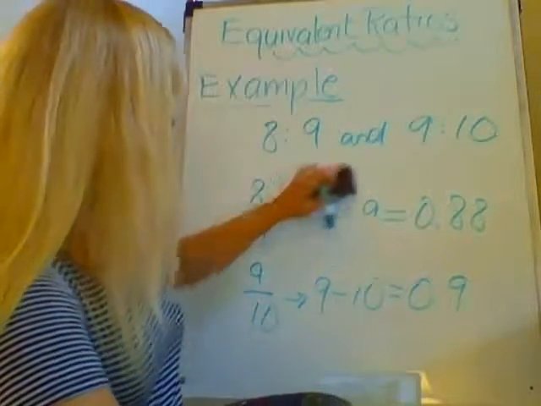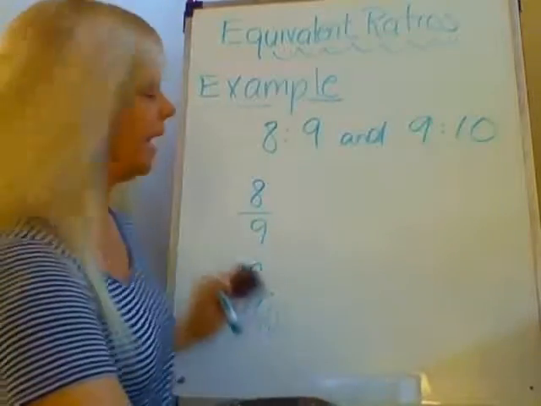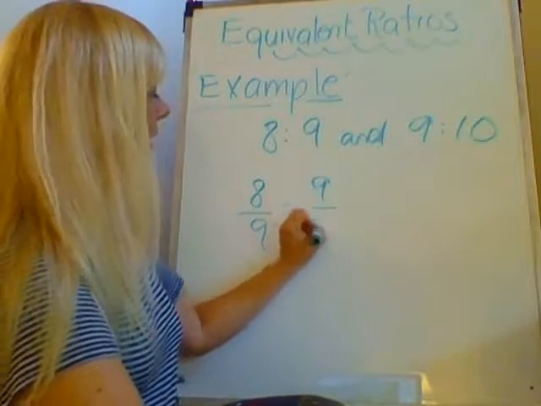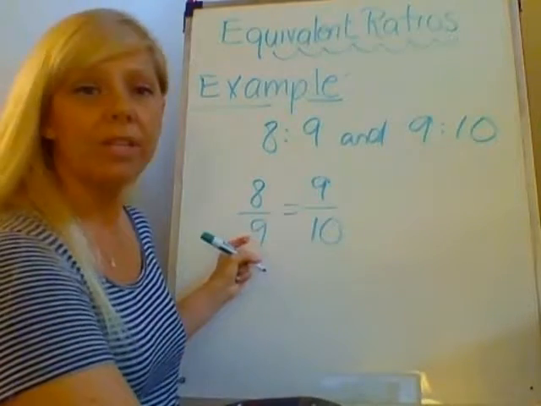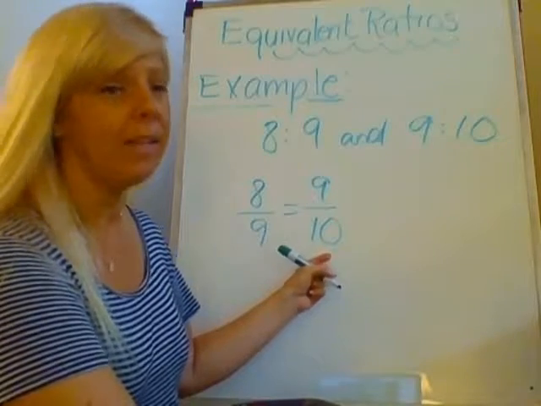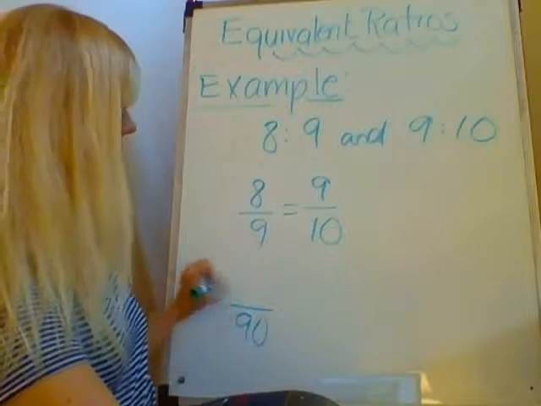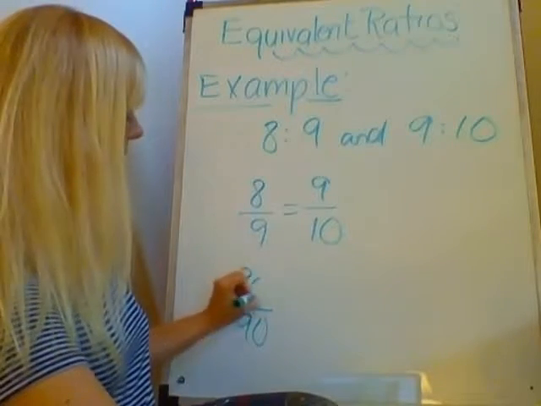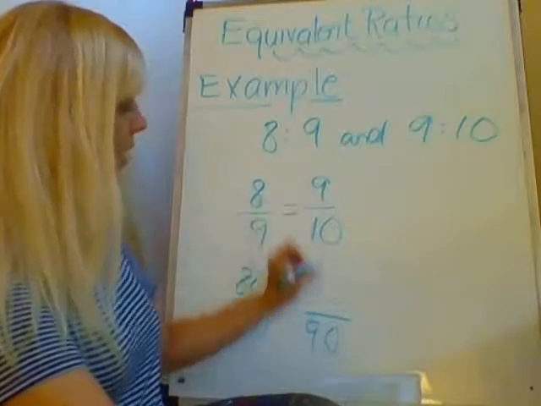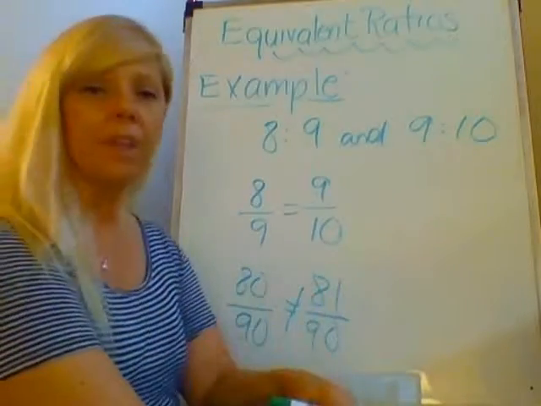And the last way I can check is to put them with a common denominator. So if I do 8/9 compared to 9/10, my lowest common multiple for my denominators is going to be 90. So 9 times 10, so 8 times 10. 10 times 9, so 9 times 9. So those are not equal.